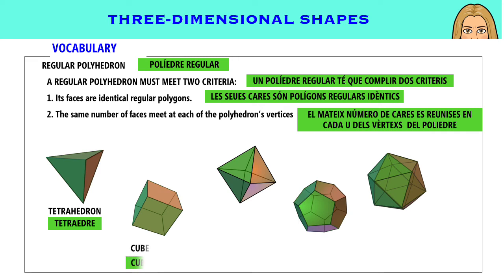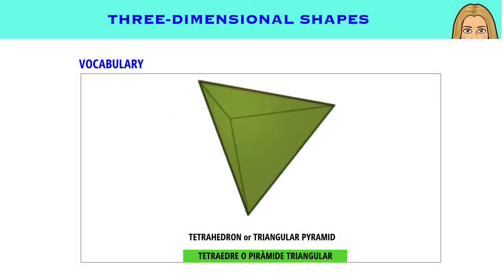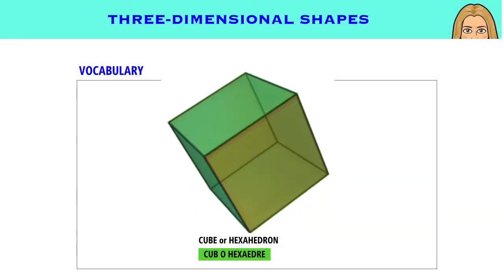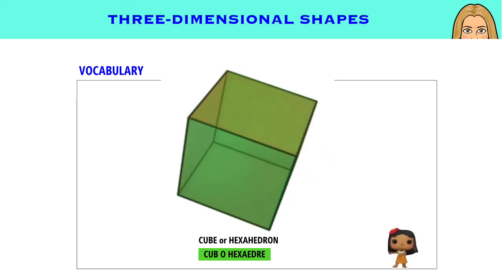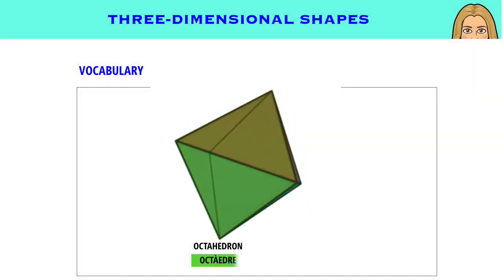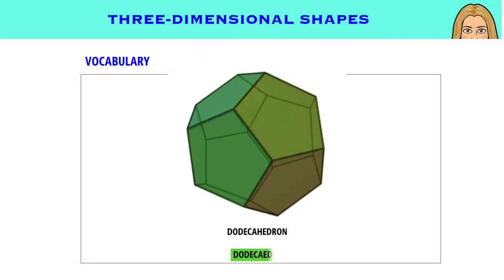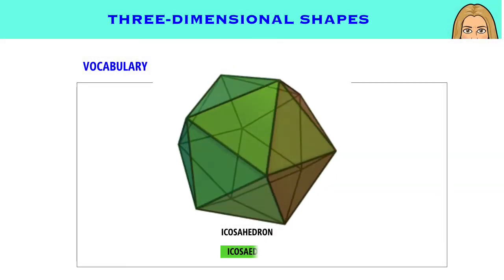Tetrahedron. Cube or hexahedron. Octahedron. Dodecahedron. Icosahedron.